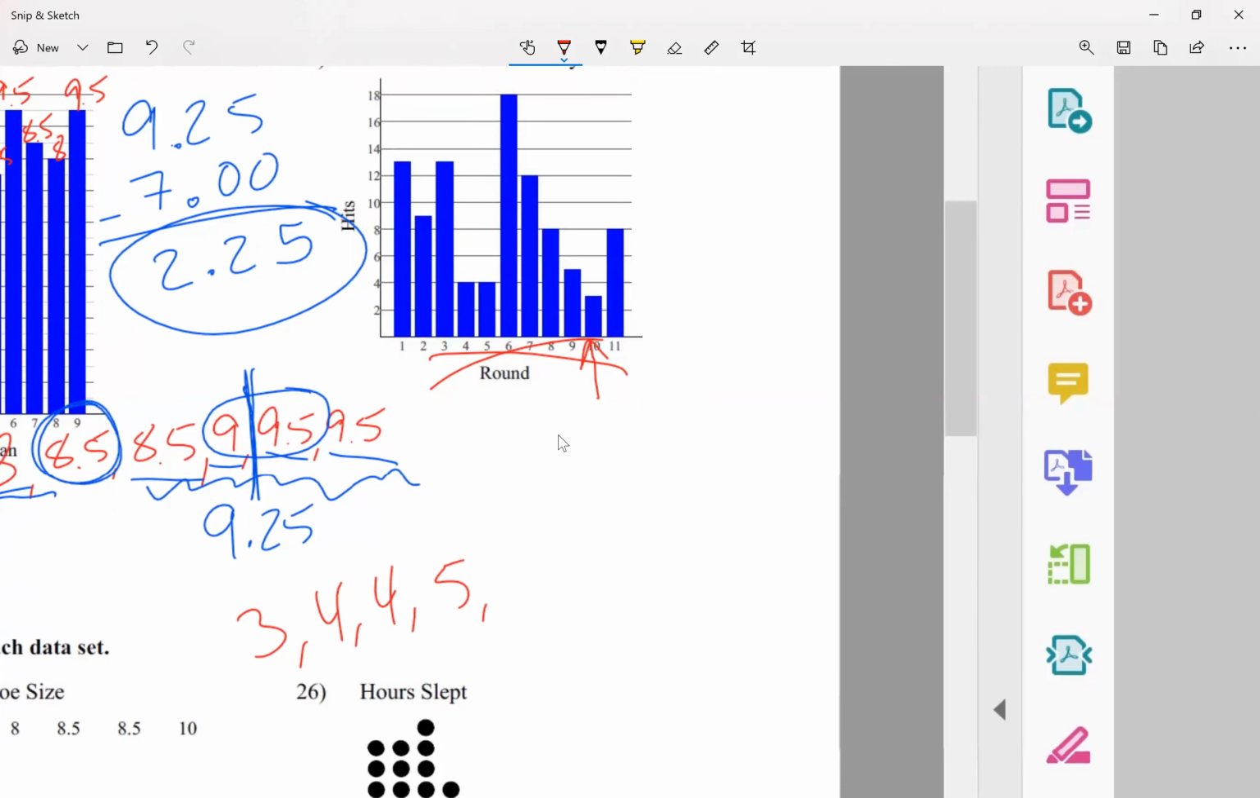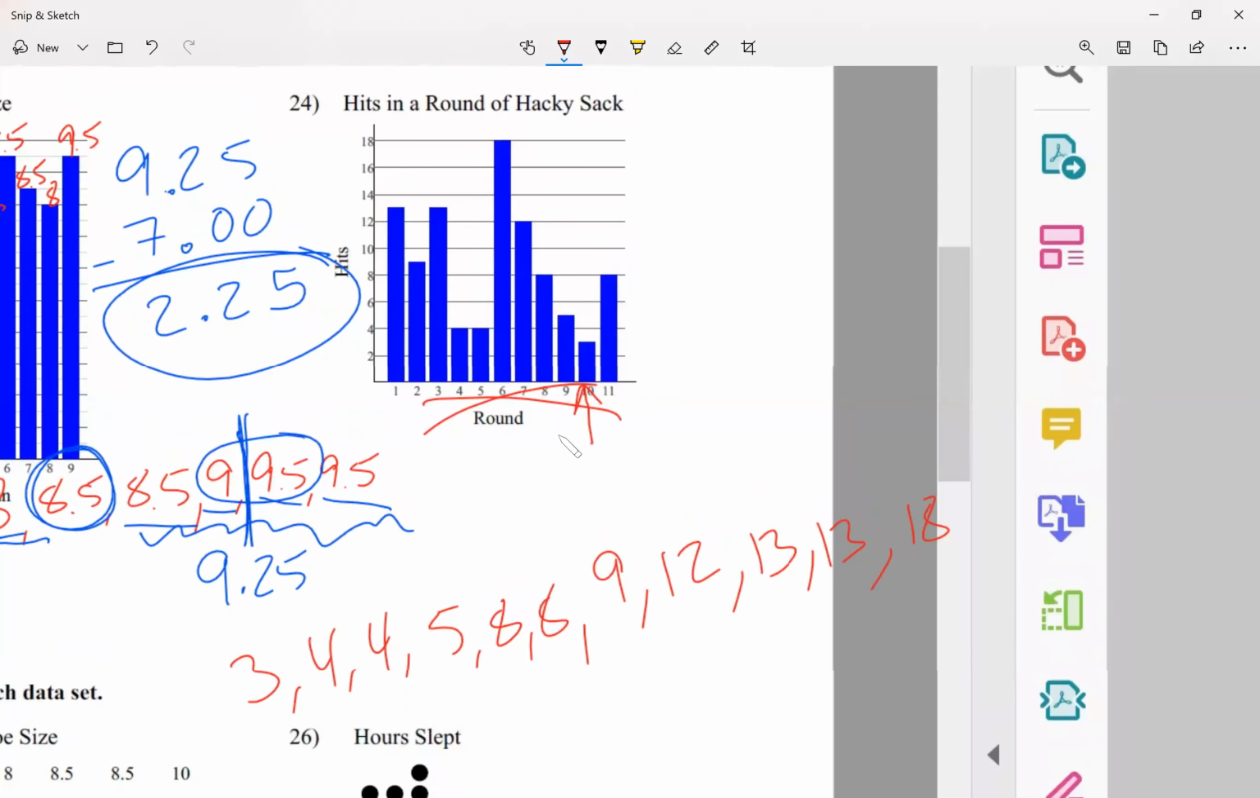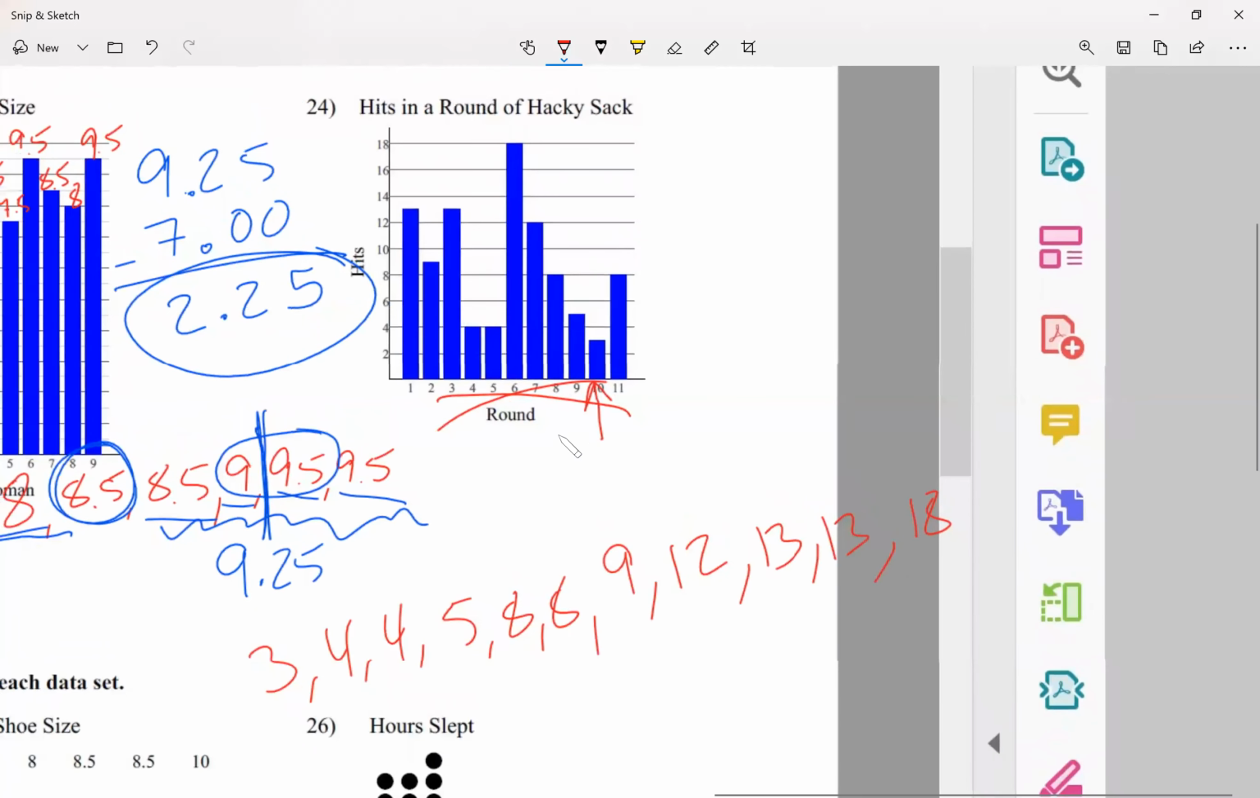Let's see, do I have a 6? No. Don't have a 7. I have an 8 twice. I have a 9. Don't have a 10 or 11, but I do have a 12. I have 13 twice. And there's an 18. Wow. This is how many hits in the round of hacky sack. Wow, 18. That's pretty impressive.